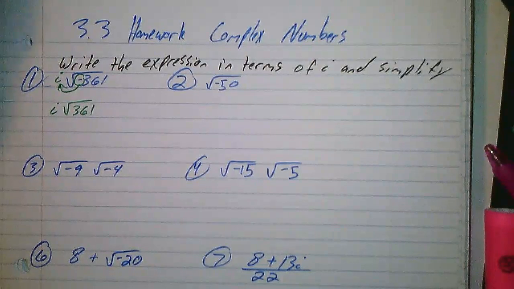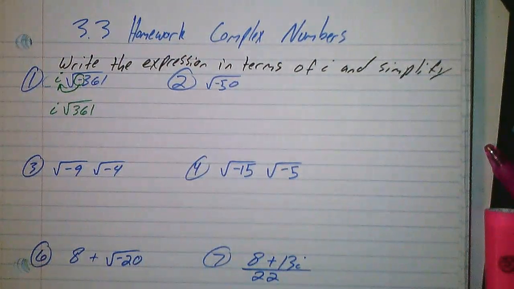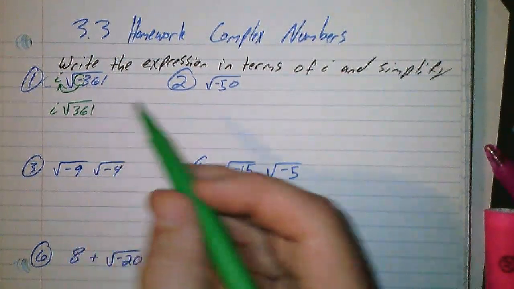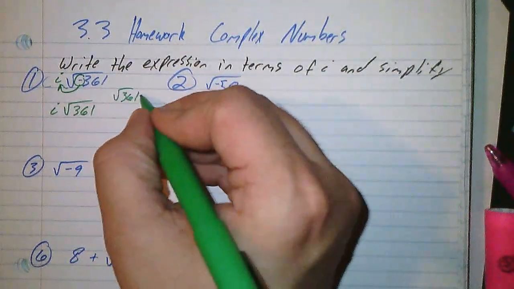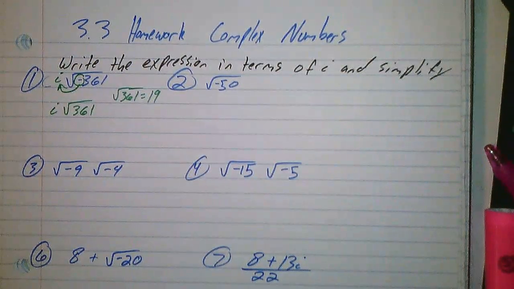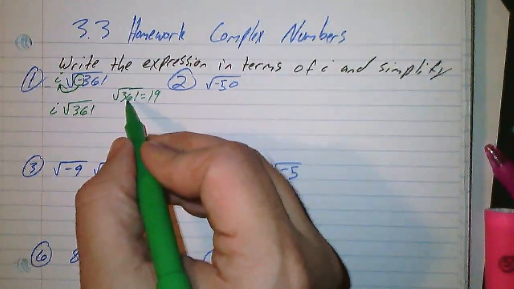If you try to look for a factor tree here, it might be difficult, but just put it in the calculator. What is the square root of 361? And we can see, if we put it in the calculator, that it's 19. So this is a perfect square.